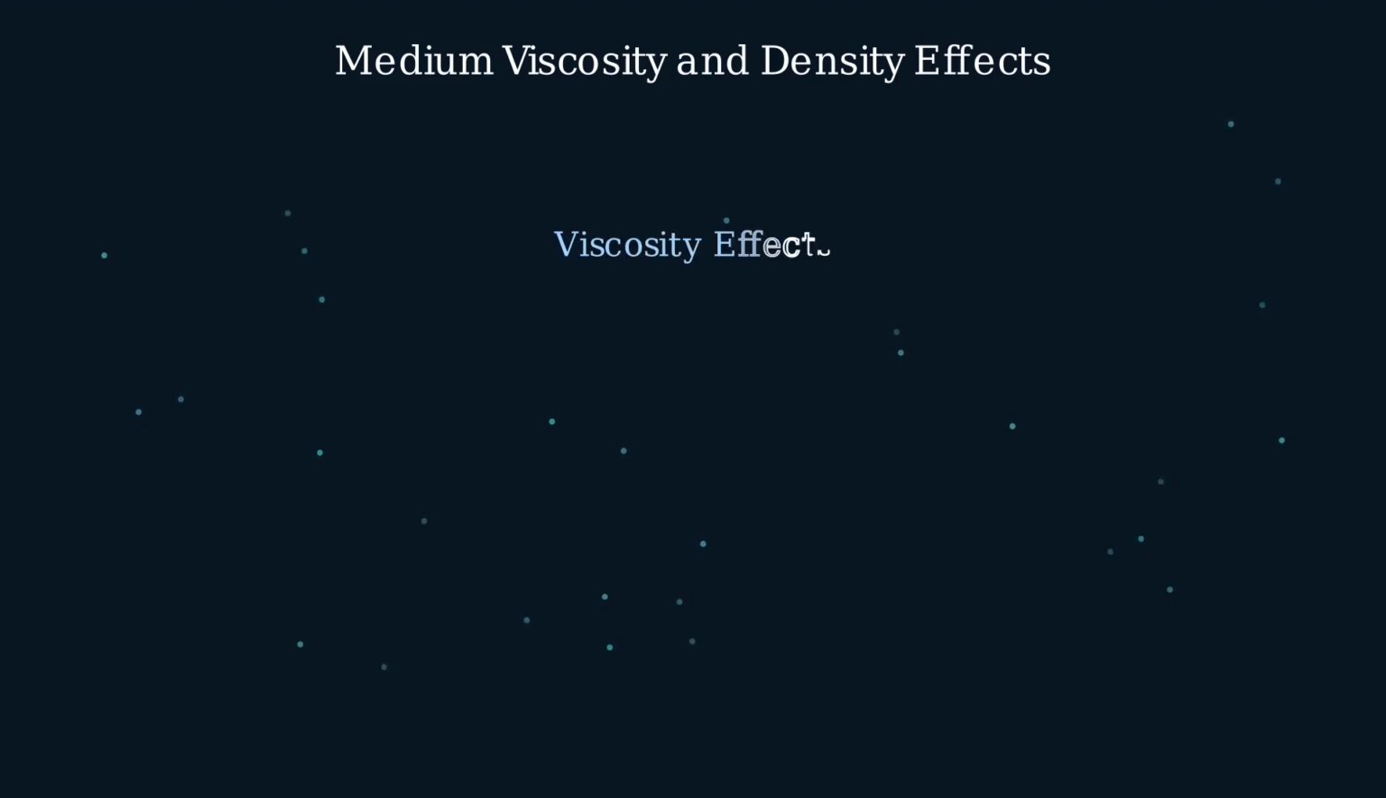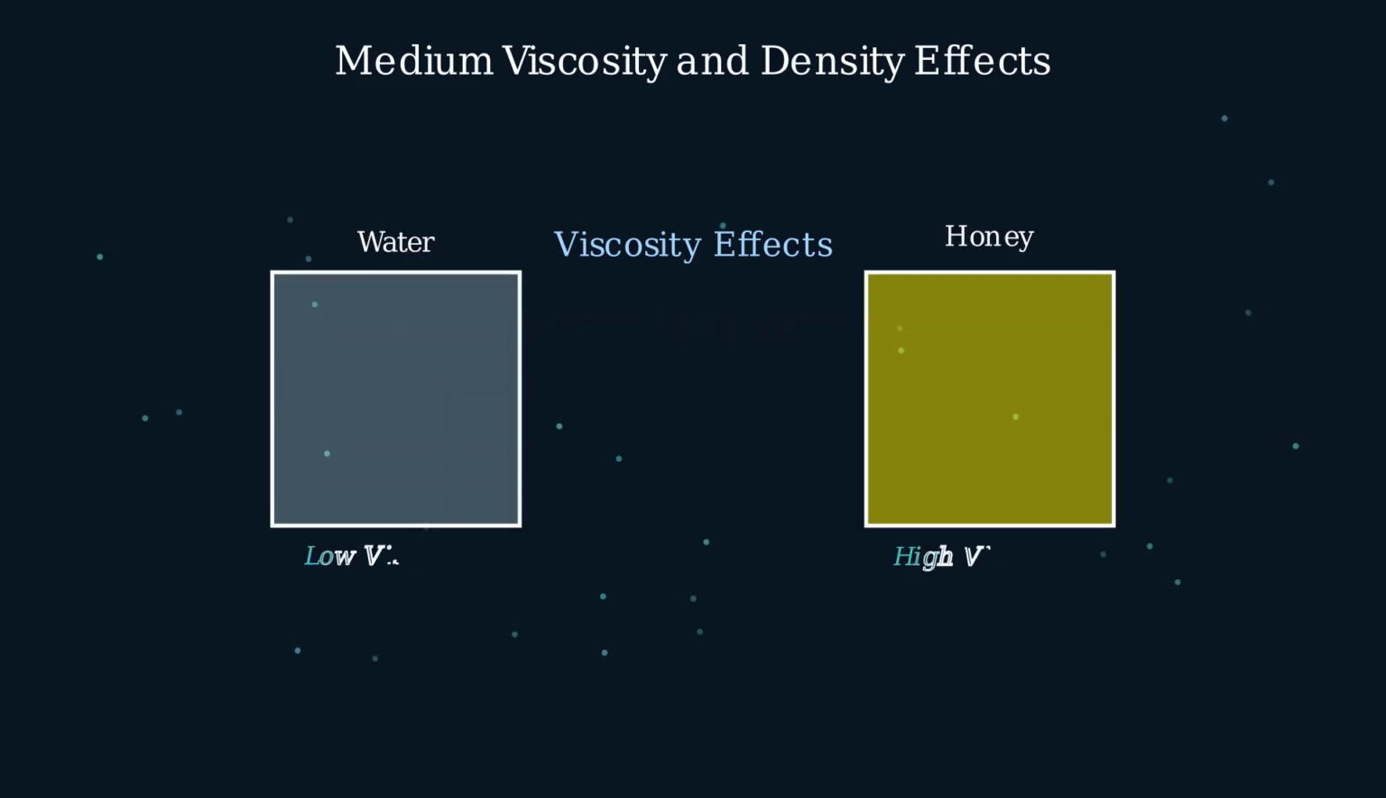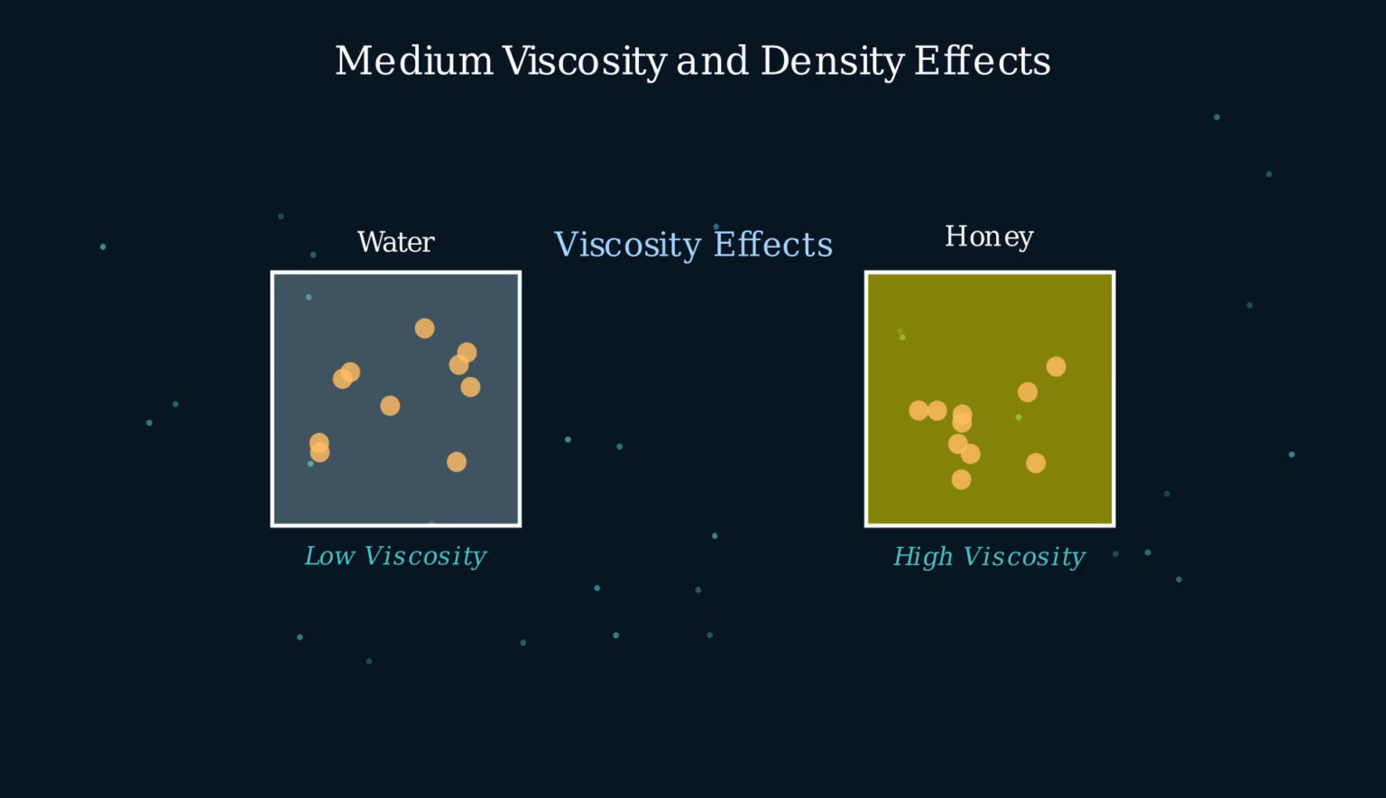The properties of the medium through which diffusion occurs significantly affect how quickly particles move. Let's first examine viscosity, which measures a fluid's resistance to flow. We can compare diffusion in a low viscosity medium like water with a high viscosity medium like honey. Let's observe how the same particles diffuse through these different media.